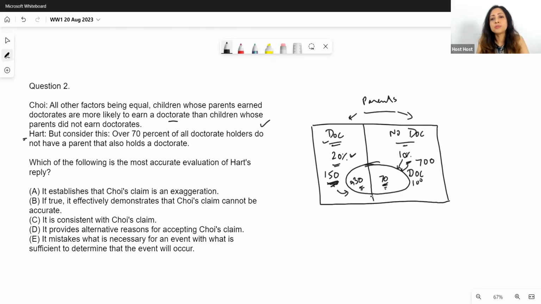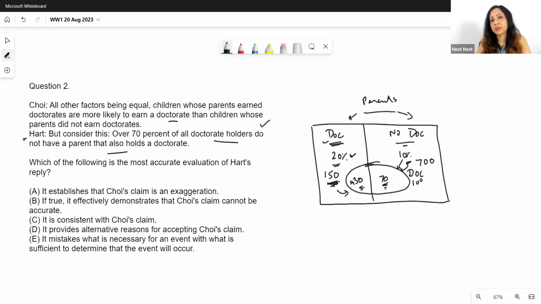So tell me one thing, think about it once. Is there any conflict in what Choi and Hart are saying? Is there any conflict in the data given by these two people? There isn't, right? It is perfectly fine. Even if over 70% of all doctorate holders do not have a parent who also holds a doctorate, it's still all right that 20% of parents with doctorates have kids who have a doctorate. That is, more parents who have a doctorate have kids who are doctorate holders. It is certainly possible.